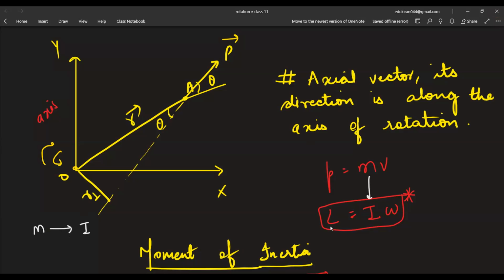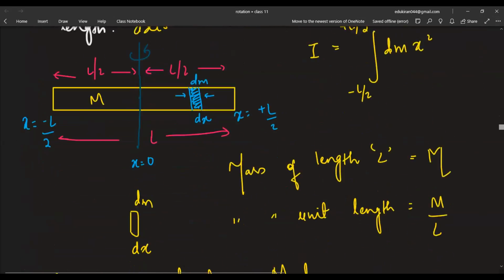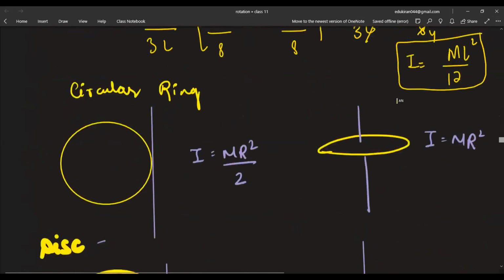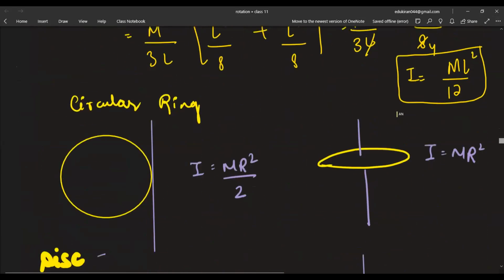P has been replaced with L. Linear momentum, angular momentum. Linear velocity, angular velocity. Mass, moment of inertia. So yes, moment of inertia we were discussing. That moment of inertia is mr square and it changes with the axis, and we have come to this derivation. Mark this derivation important, class.